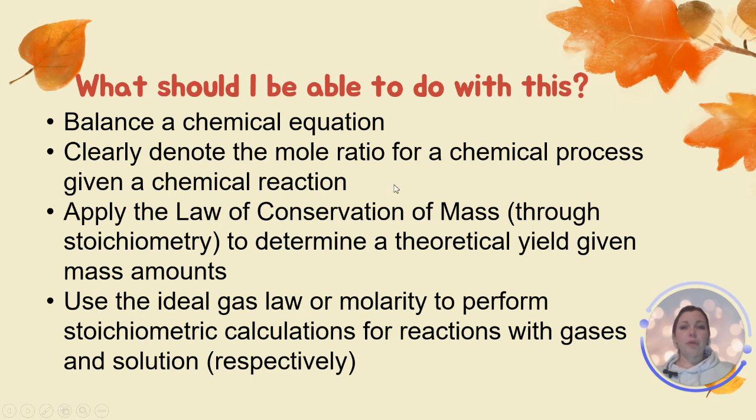Clearly denote the mole ratio for a chemical process given a chemical reaction. One thing I want to point out, you do need to write down the mole ratio, even if it's 1-to-1. You need to prove on the exam that you understand that we are converting between different chemicals, and the mole ratio is what does that. It tells the relationship in the way that the atoms rearrange from a starting point to an ending point. So the mole ratio is the chemistry. That's the chemical change part of stoichiometry.